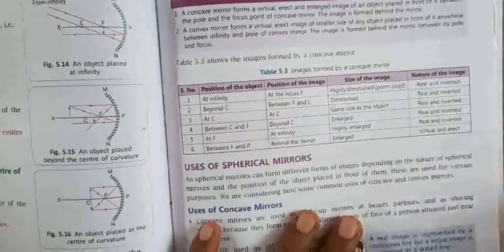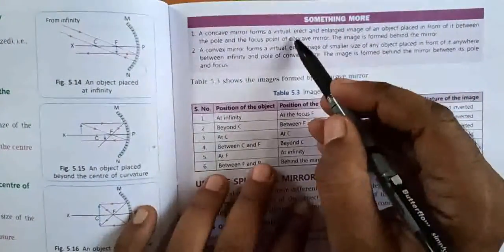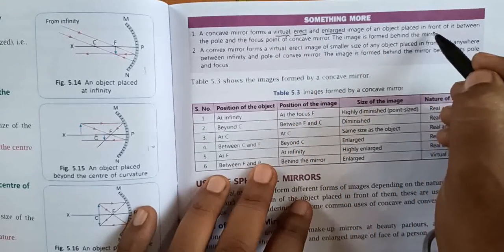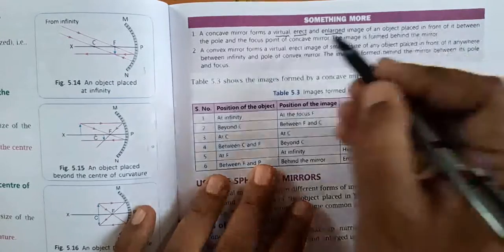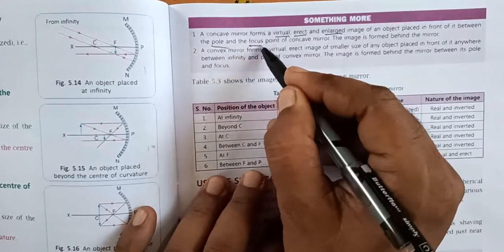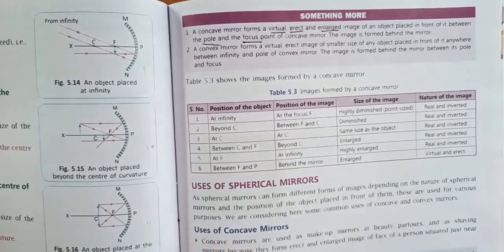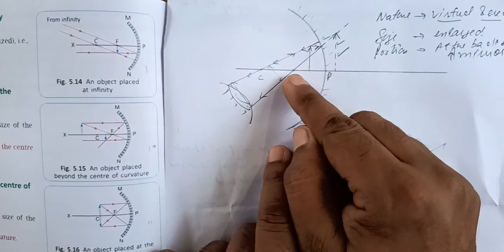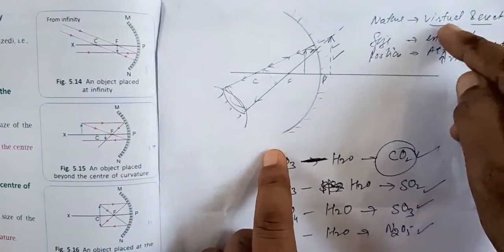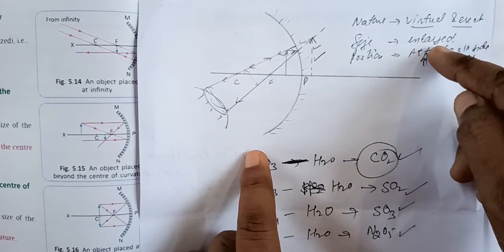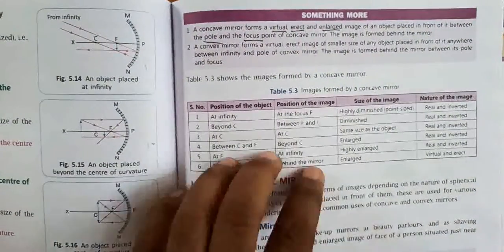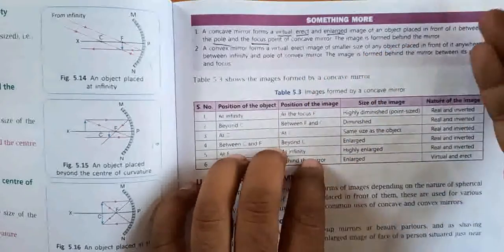Concave mirror forms a virtual, erect and enlarged image of an object placed in front of it between pole and focus. Now this image is not made in your book, but I have shown you this. See, when the object is placed between pole and focus, a virtual, erect and enlarged image is formed. It's not there in the book, but this point is given, so I have explained it. This image is found behind the mirror.